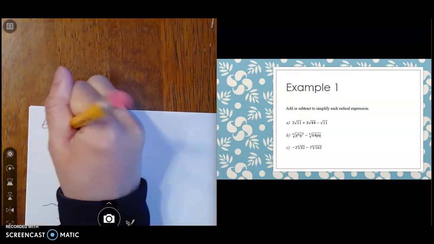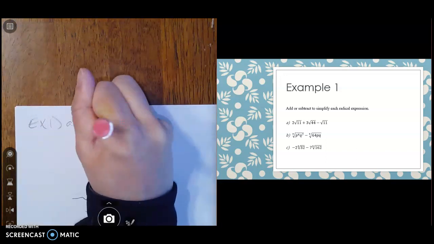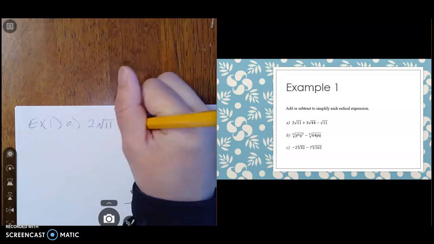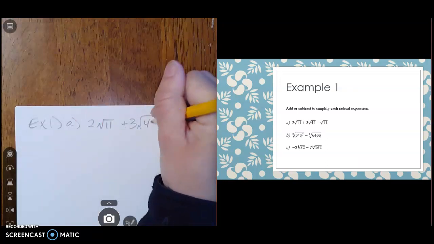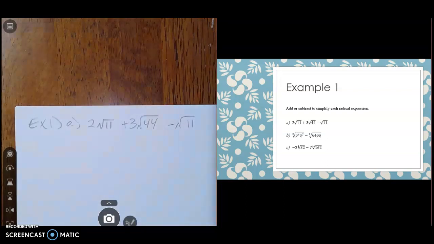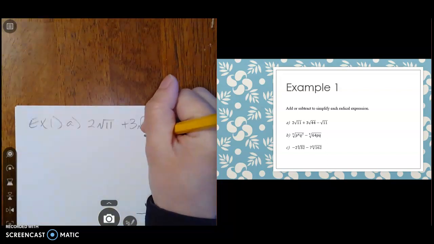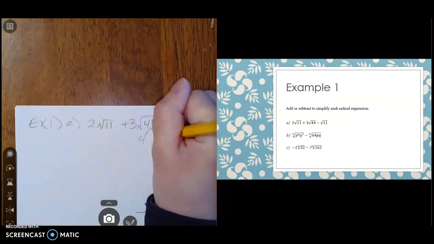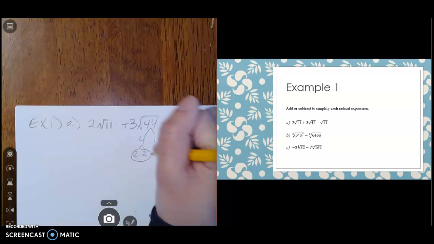In example 1, the first one I have is 2 square root of 11 plus 3 square root of 44 minus the square root of 11. So square root of 11 can't be simplified too much, but the square root of 44 can. So 44 is 4 times 11, and 4 is 2 times 2. So I've got a pair of 2's that I can bring out of that radical.